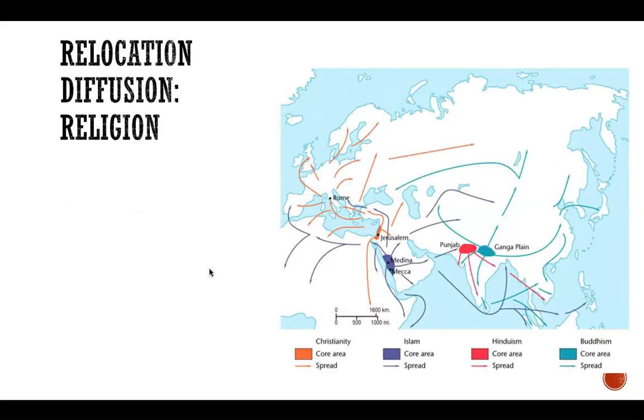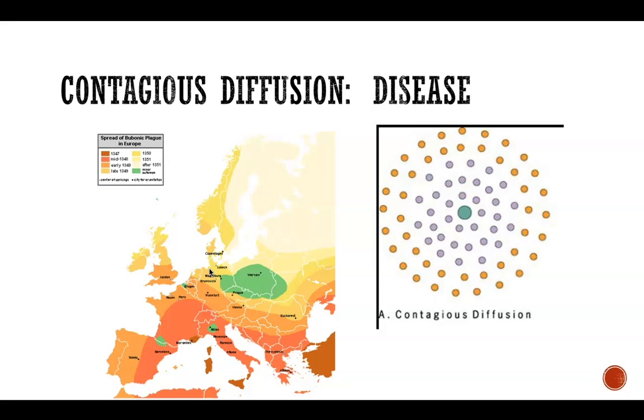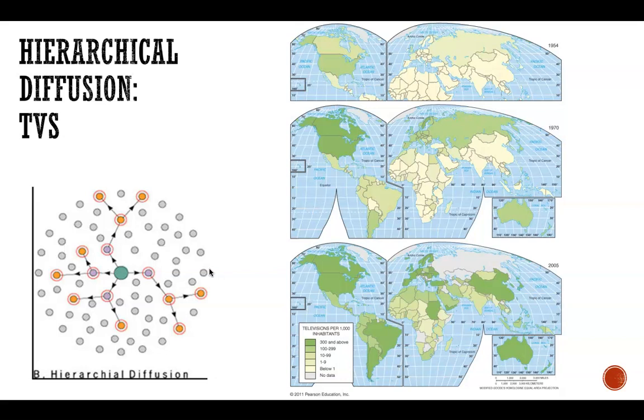All right, relocation diffusion. Again, you see religion, right, as a big ticket item. The hearth of various religions, and then the diffusion of followers from there, right? Again, we look at contagious diffusion as well when it comes to the plague. We look at hierarchical diffusion in terms of the United States being kind of the hearth of TVs, and then we see that expanding over from 1954 to 1970, and then we see it spread kind of on a global scale by 2005 that there's TVs most places.